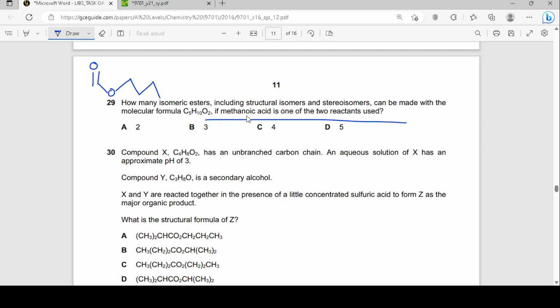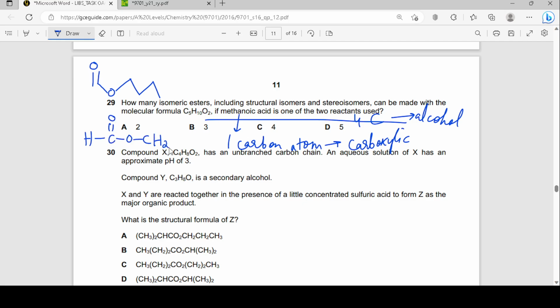Basically, what this means is that there is one carbon atom for the carboxylic acid, and then four carbon atoms for the alcohol part of the ester. Four C for the alcohol part, okay? So that's why I drew it like this. You could also draw it out in the displayed form, like this: HCOO CH2 CH2 CH2 CH3.